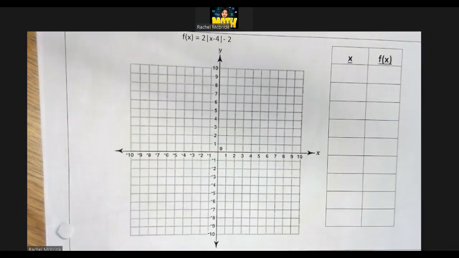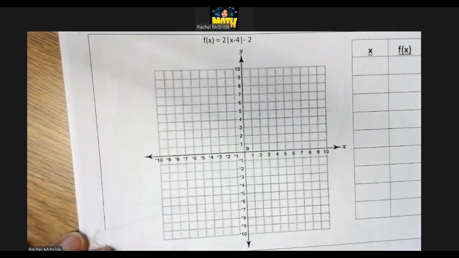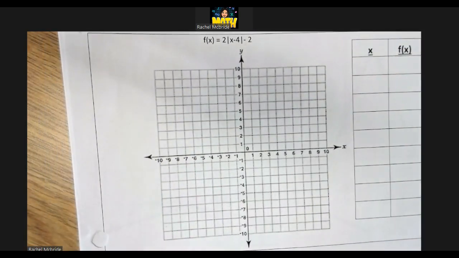Okay. So if you look at this graph, you have 2|x − 4| − 2. Let's just go through all of our key points, and we're going to just popcorn through it. So who wants to start? You don't know what my question is. All right, Alexis, thank you.